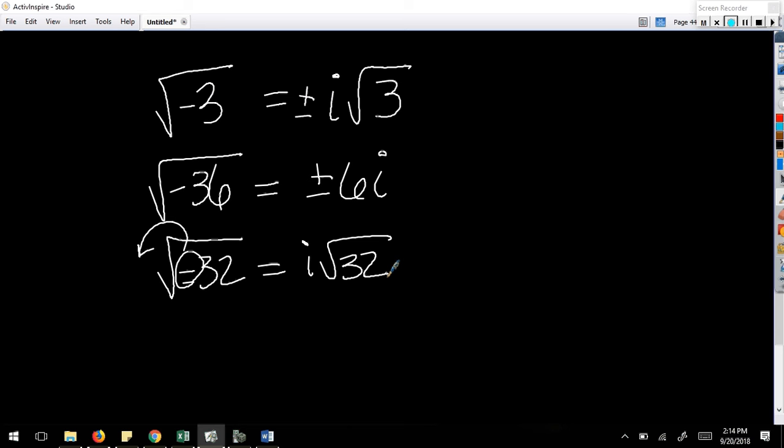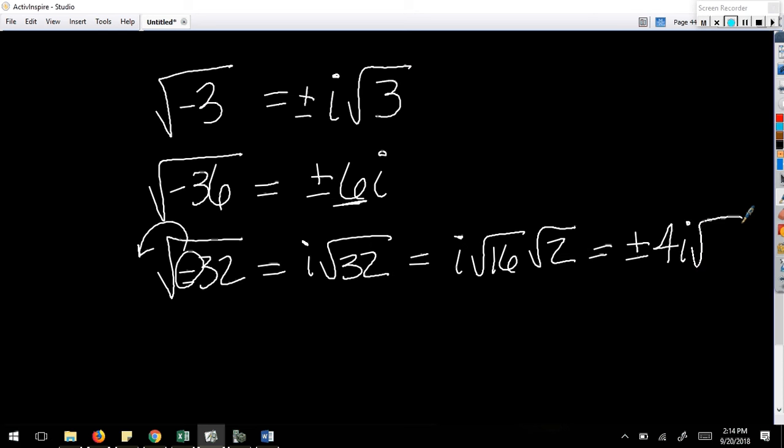Okay? So here, 16 and 2. But now when I write it, if it's a whole number, the i follows it. If it's a radical, it comes in front. So I would write this as 4i square root of 2.